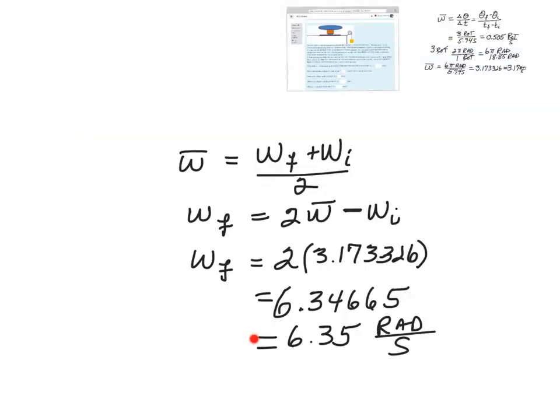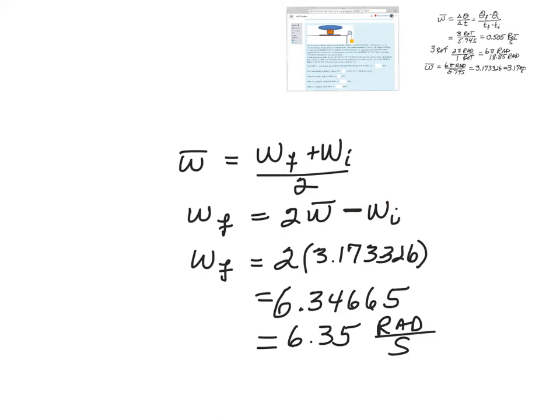Okay, I hope you get this. So let's look at what I did. I brought the equation here, and I did the algebra. I want omega final, so I multiply 2 to both sides. I bring this over here and I turn it around. Omega final is 2 times omega average minus omega initial.